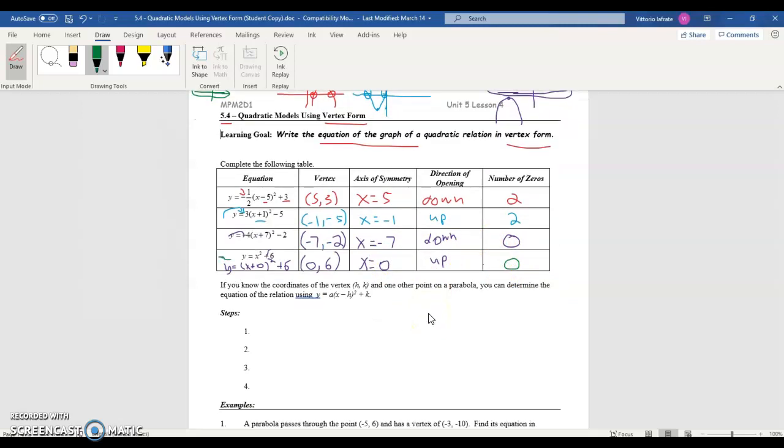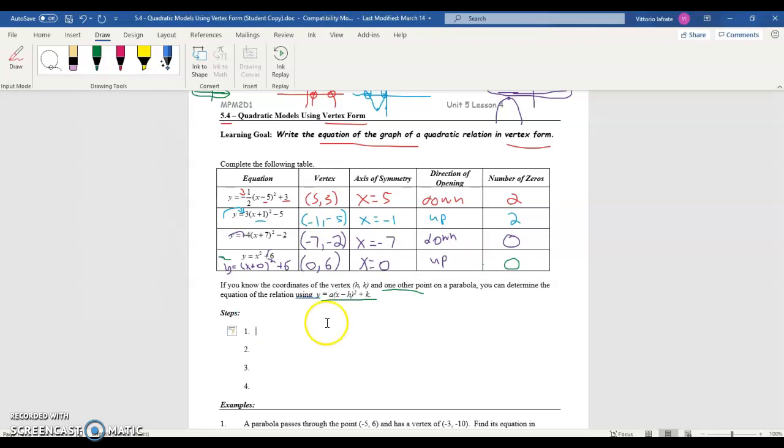If you can get that information from the vertex form, you have a good general understanding of what the vertex form means, and you can do a quick little sketch to give a reasonable view of what the parabola looks like. But now we're going to take a look at more specifically how to derive this equation from some information given to us. If you know the coordinates of the vertex, h, k, and one other point on a parabola, you can find the equation using y is equal to a, x minus h squared plus k. And we're going to write down the steps to allow us to do that.